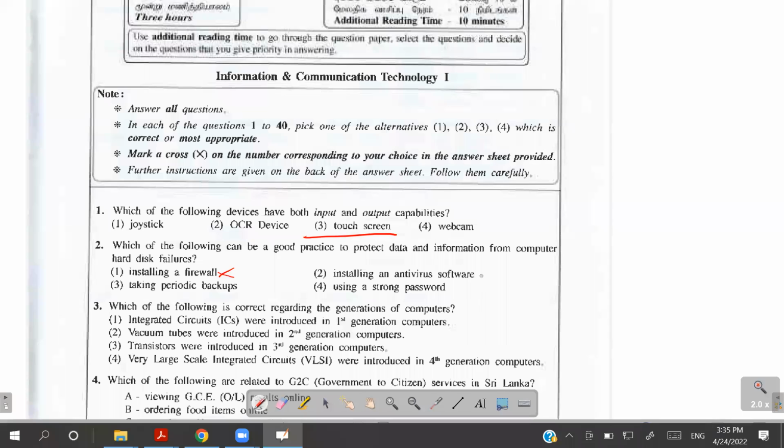Installing antivirus software, again, it is incorrect. Taking periodic backups, of course, that should be the answer. Right, so having a strong password will not save your data.